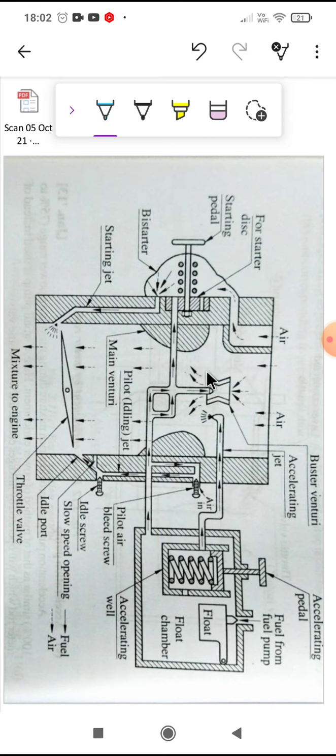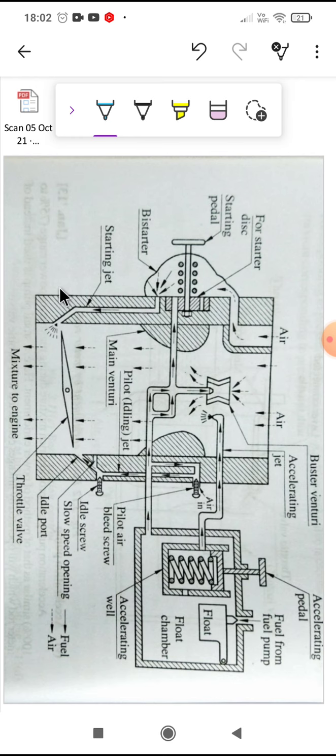From the main jet, fuel goes inside the Venturi tube and air enters from the top. Here the air and fuel get mixed and pass through the Venturi. According to the position of the throttle valve, the quantity of the mixture is supplied to the engine. In the same way the fuel will be supplied.